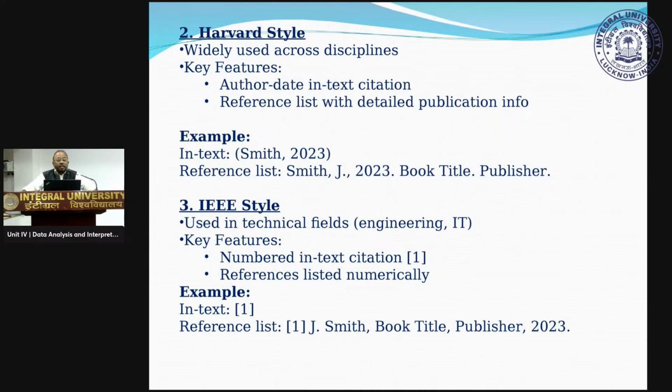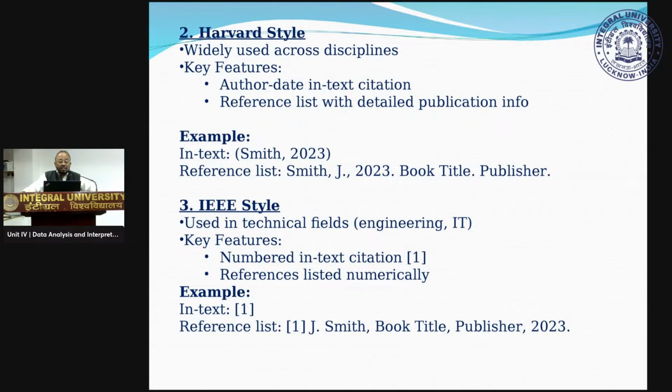Harvard style is widely used across disciplines. The key features are author and date in the in-text citation, and a reference list with detailed publication information. An example in the text is Smith 2023; in the reference list, Smith J 2023, then the title, then the publisher name. So this is Harvard. We generally use this Harvard style in writing references in the syllabus.